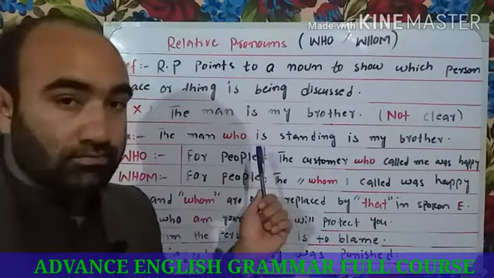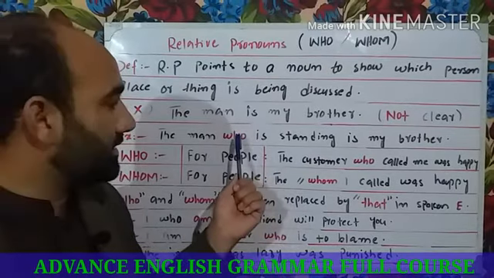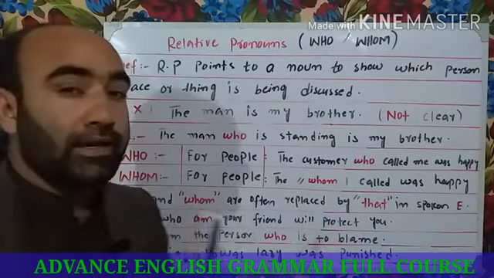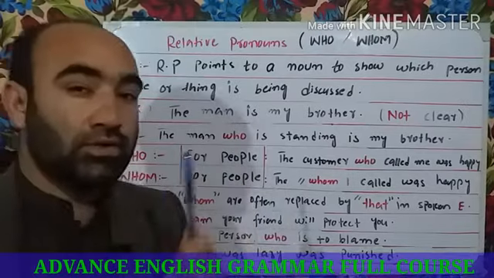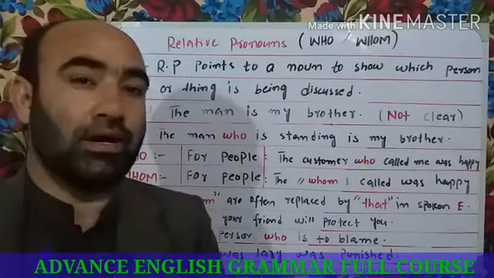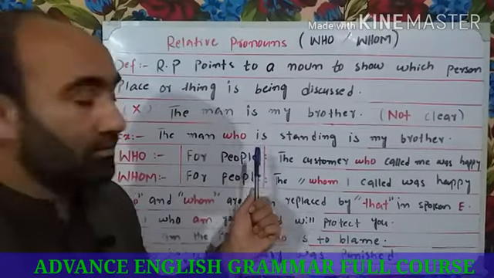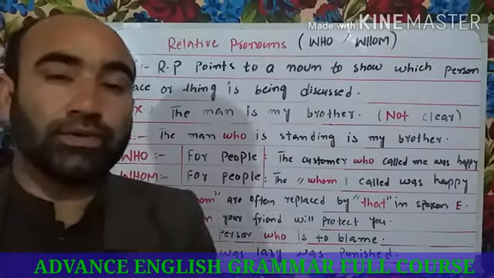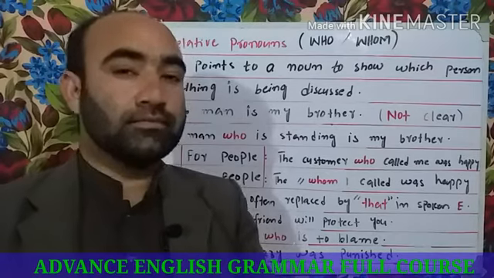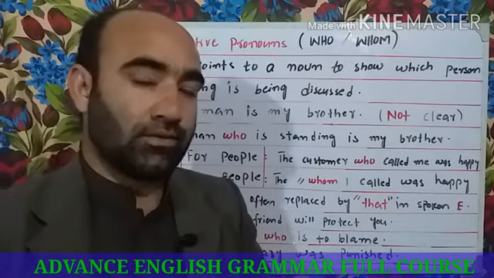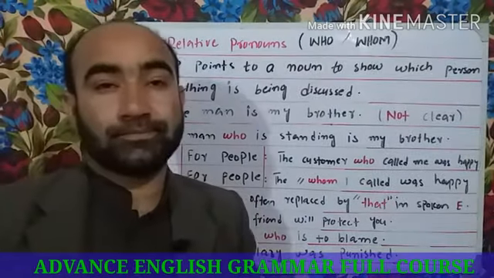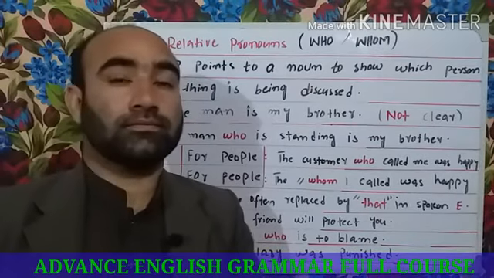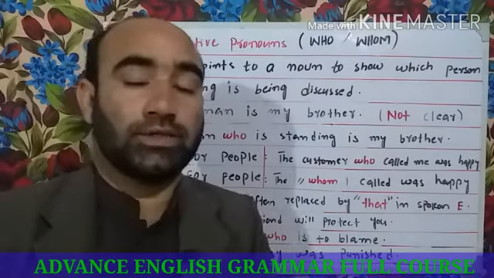The man who, it creates the relationship with whom? With the noun. Here, man is a noun. It refers back to the noun. It points out the noun. The man who, look here, is standing is my brother. Here we use who to point out a noun. And the relative pronoun also works like a conjunction. It connects the 2 clauses, the 2 sentences.